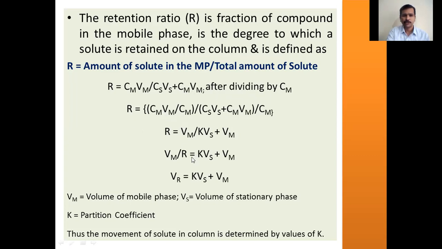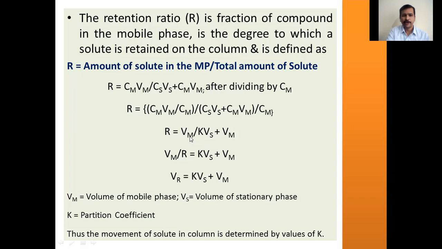After rearrangement, you will get R = Vm / (K·Vs + Vm), where K is Cs divided by Cm. So in K·Vs + Vm, Cm gets cancelled. Here also Cm gets cancelled. Vm divided by (Cs/Cm)·Vs plus Vm. So Cs divided by Cm will be K. K is the partition ratio, right?